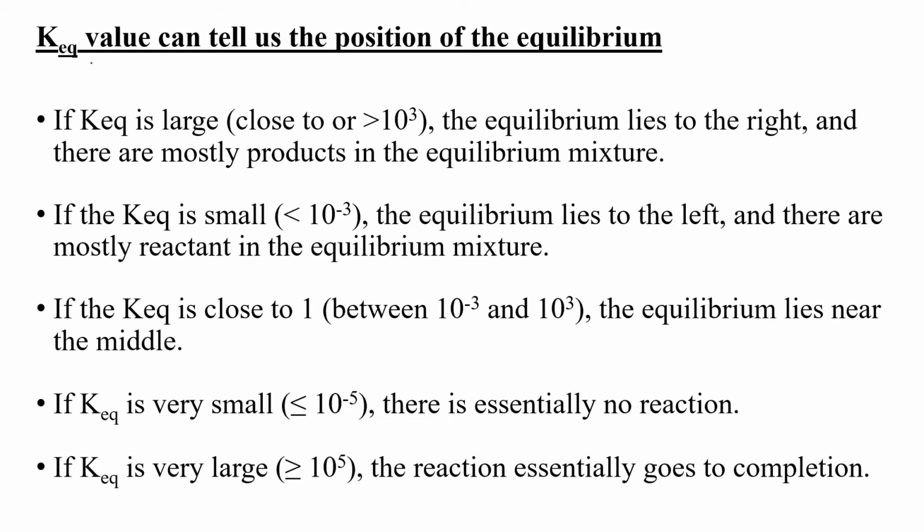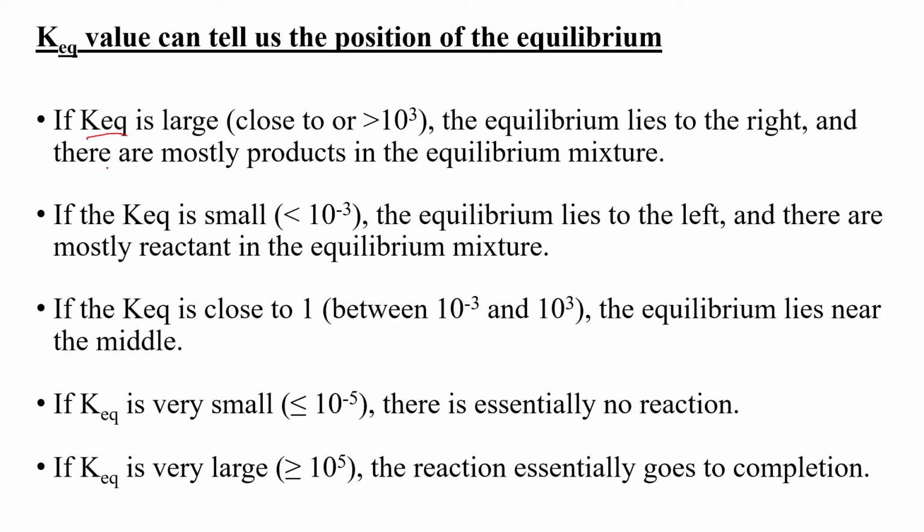These quantitative K equilibrium values can tell us the position of the equilibrium. Remember, we did this topic in one of the previous slides that the direction of the equilibrium or the position of the equilibrium can be towards the right if we have most of the product. It can be towards the left if we have most of the reactant, or it can be in the middle if we have reactants and products like half and half.